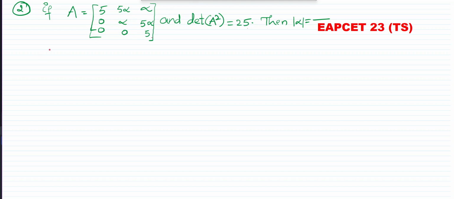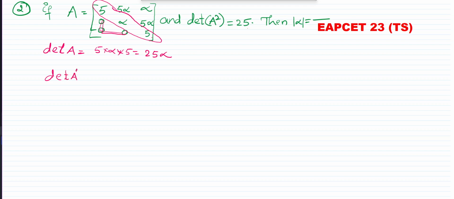So first find det A. This is a triangular matrix, so the determinant of a triangular matrix is equal to the product of the diagonal elements. Here the diagonal elements are 5, alpha, 5, so det A is equal to 5 into alpha into 5, that is equal to 25 alpha. And given in the problem, det A square is equal to 25.